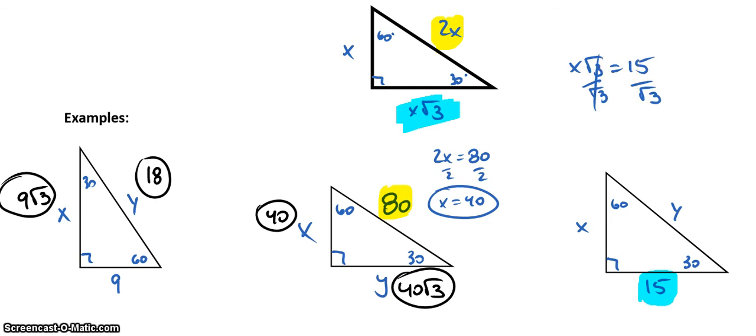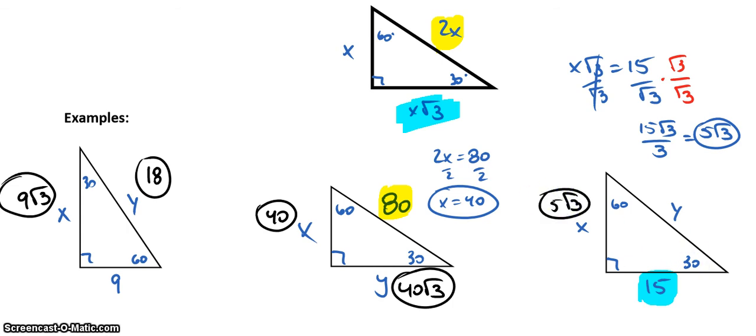Okay. Again, I can't have a square root in the denominator. So I multiply, and I get 15 root 3 over 3, because root 3 times root 3 is 3. 15 divided by 3 is 5 root 3. So I now have solved for my piece across from 30, which is the important piece. So now to get to my hypotenuse, I take my x and I double it. So 5 root 3 times 2 is 10 root 3.